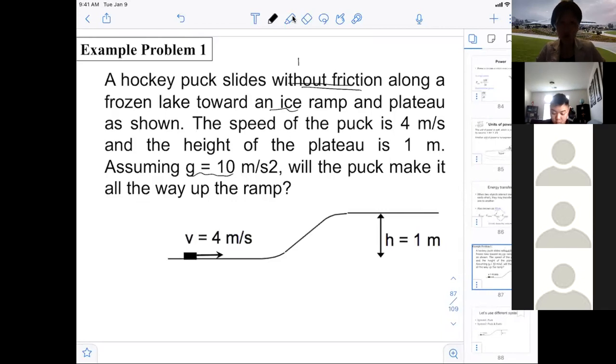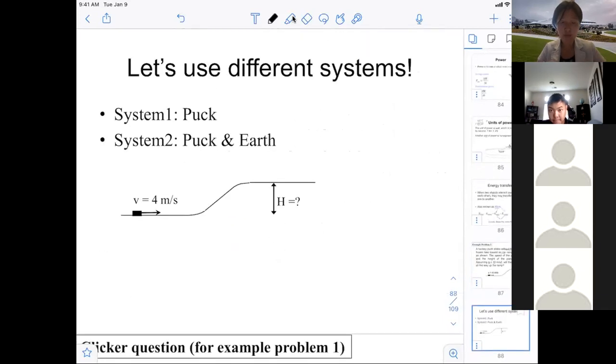All right, so now let's try to solve it. We will use different choices of systems. I want to show you that you have total freedom to choose whichever system you like. But obviously you have to choose the puck to be your system because the question is about the puck. If you choose my chair, well, it's not so interesting. That's not going to help with this problem. But on top of that, whether you include the Earth or not is totally up to you. So you have 2 different choices, either system 1 or system 2.